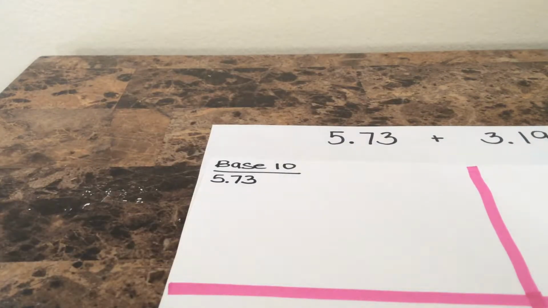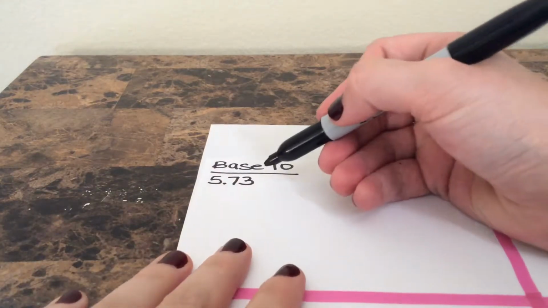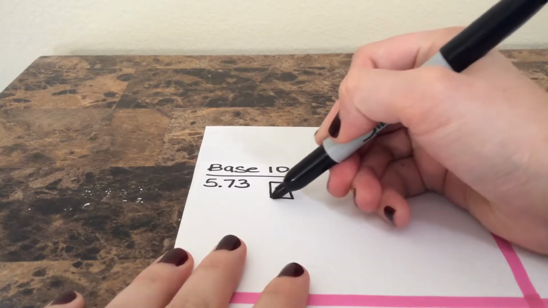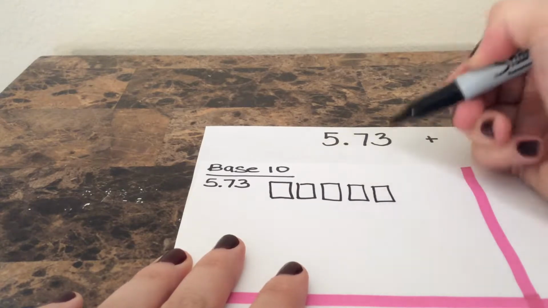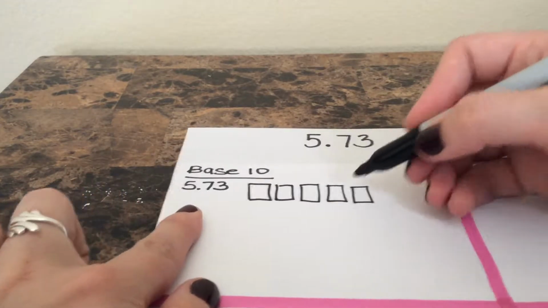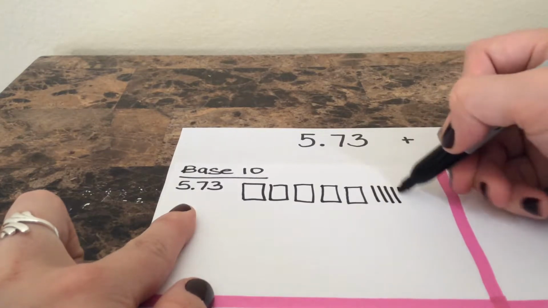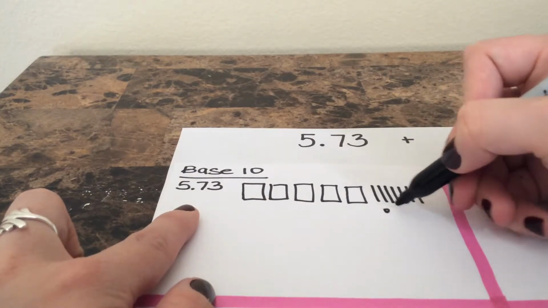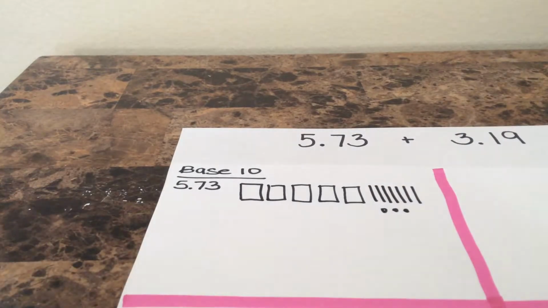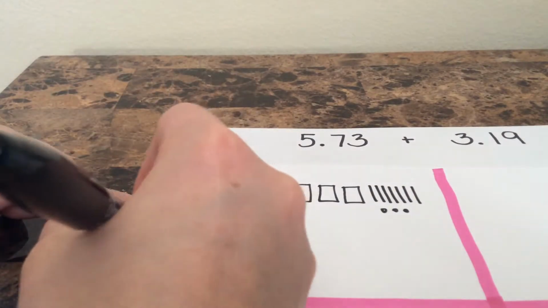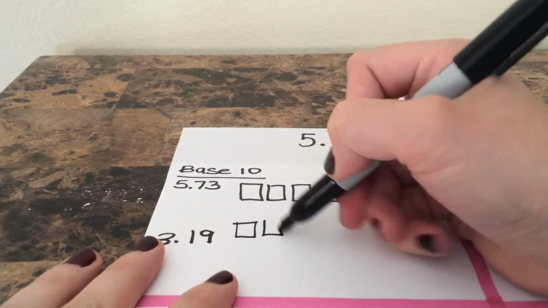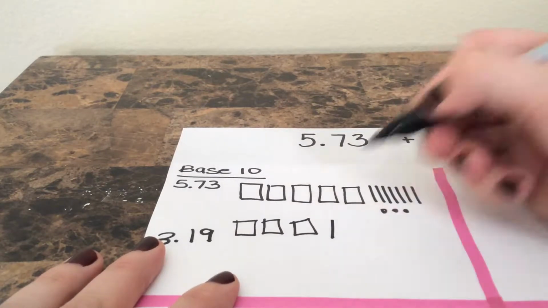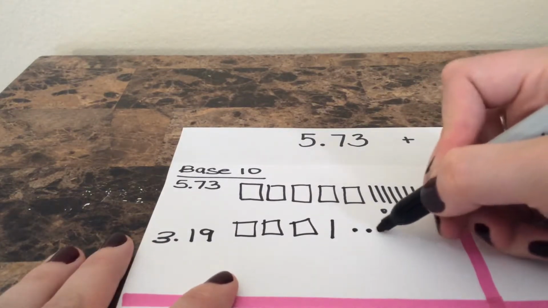That number is like having 5 wholes and 73 parts of that whole. So remember, with the base 10 blocks, this large square represents a whole. So I need 5 of those. Then we have 7 tenths. So remember, tenths is like the 10 rods. And then 3 hundredths, which are those tiny Unifix cubes. All right. The second number we're adding is 3.19. So just like before, we have 3 wholes, and then we have 1 tenth rod, and then 9 Unifix cubes.